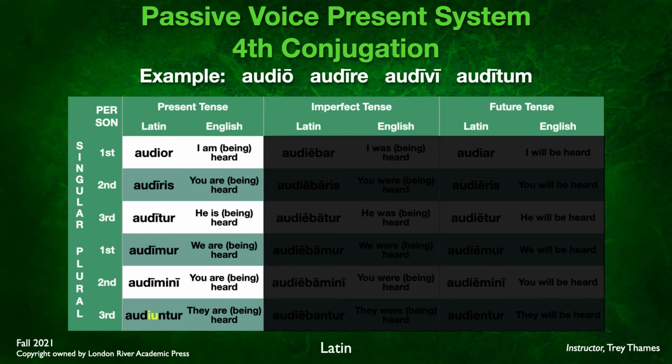But I want you to notice the vowels here. It is an i all the way through, except third person plural. If you remember, we had a u here for third conjugation. We had a u here for fourth conjugation also in the active voice, but it's audiuntur. We saw this in the active voice. You had an iu. Well, you have the iu here as well, audiuntur. So audior, audiris, auditur, audimur, audimini, audiuntur. Translation, I am being heard, you are being heard, etc.